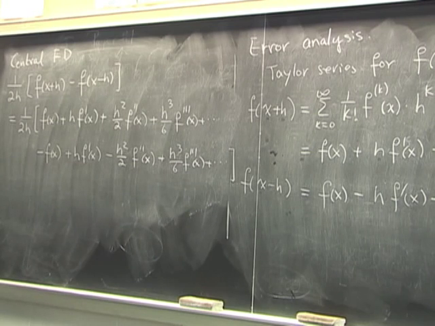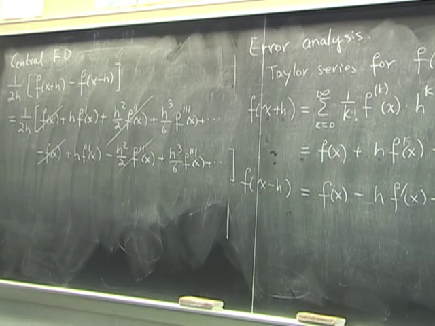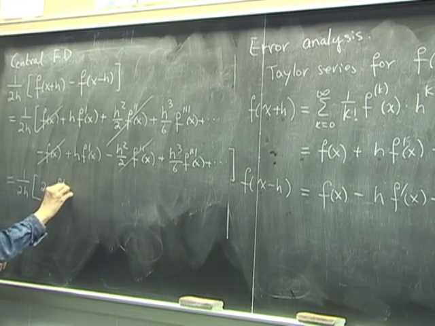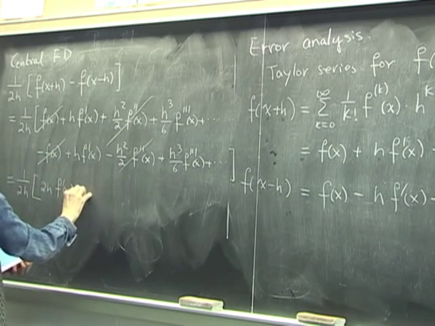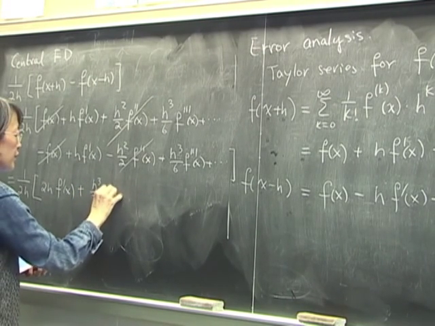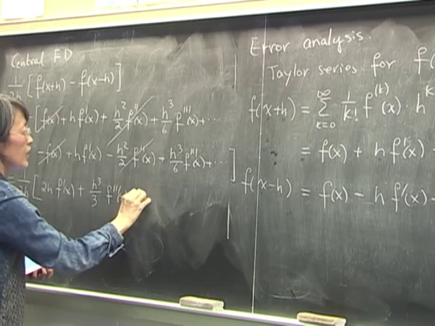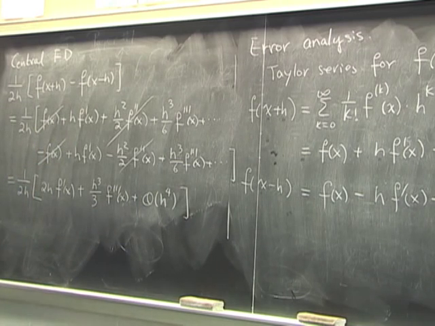Is that okay? So some cancellation, of course, takes place. These two terms cancel, and this term cancels that. Is that right? And these two terms can be combined into f prime of x. Is that right? And then these two terms can be combined, will be h cubed over 3 f triple derivative of x, plus all the rest will be higher order, h to the 4th at least.